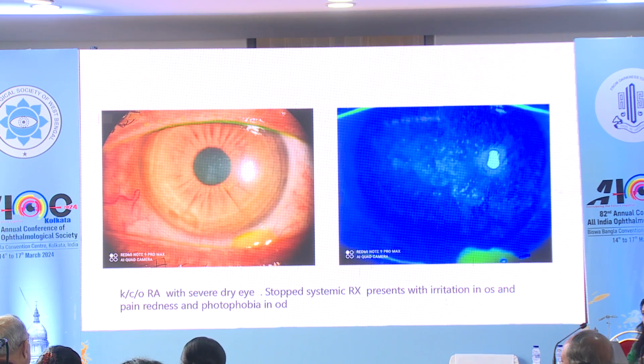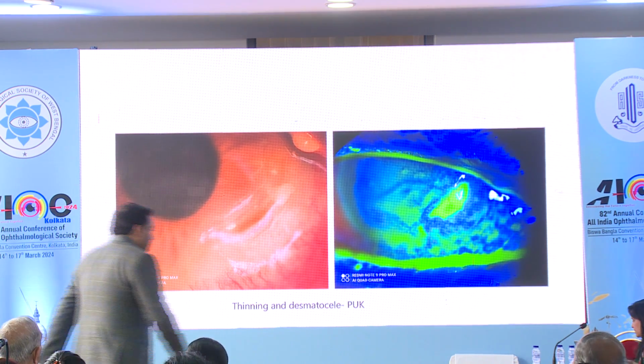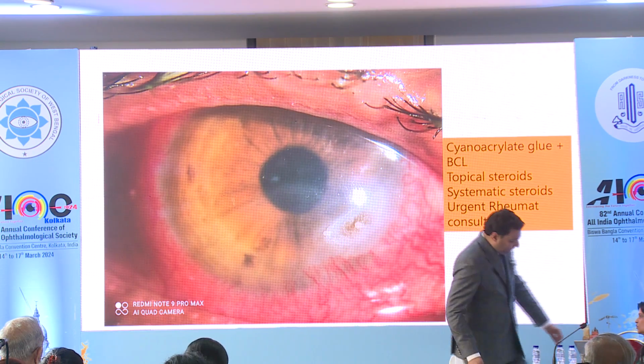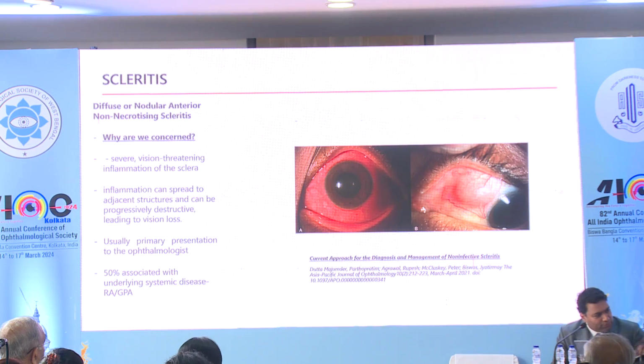So again, when you're looking at this patient who stopped his systemic medications in terms of RA patient, one eye is showing diffuse staining and the other eye is having a peripheral melt. So like I said, a peripheral melt in an RA patient is indicative of a vasculitis. Tectonically, you stabilize the eye, but what is more important is you need to refer the patient to a rheumatologist for systemic medication. So that's important.